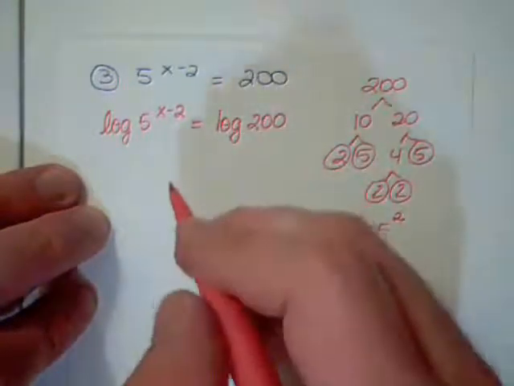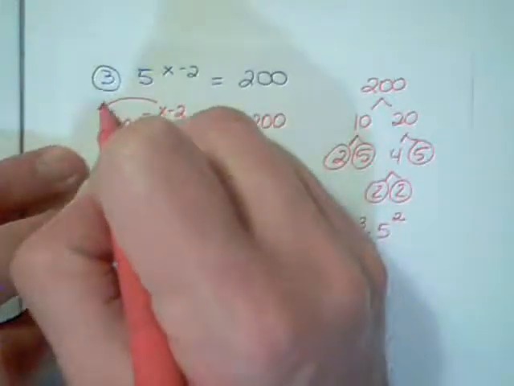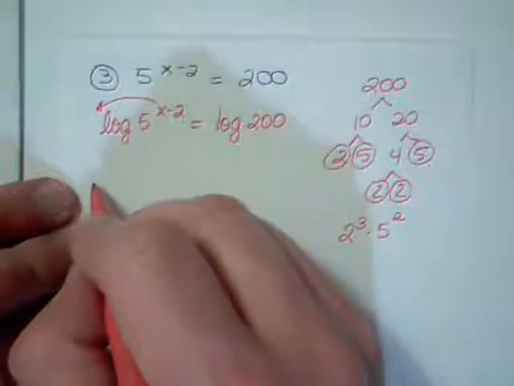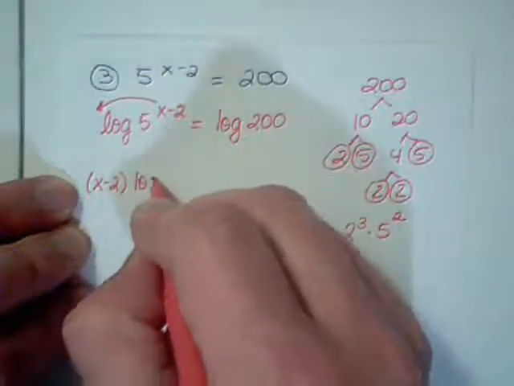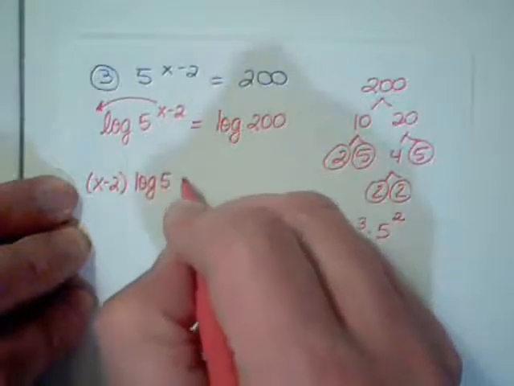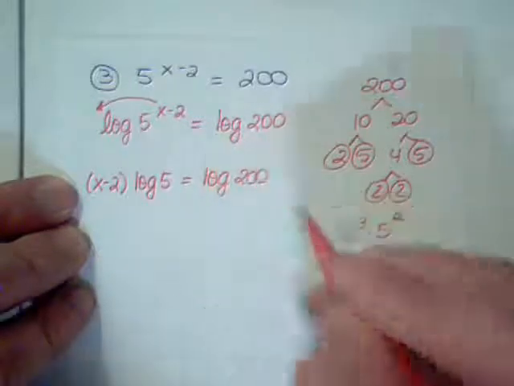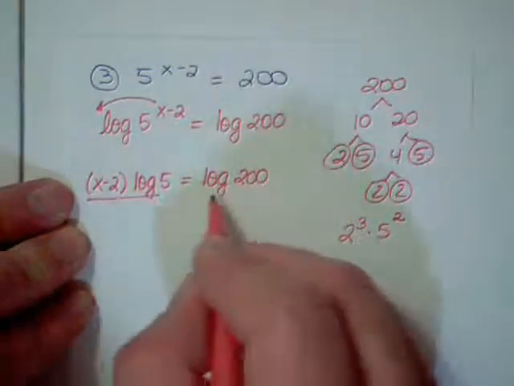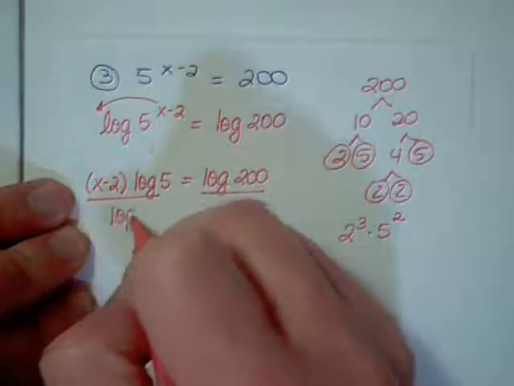Then, one of the properties of logs that we learned in the previous class is that you can take the exponent of the log and move it to the front. So this now becomes (x minus 2) times the log of 5 equals the log of 200. Now what we're going to do is divide both sides by the log of 5.